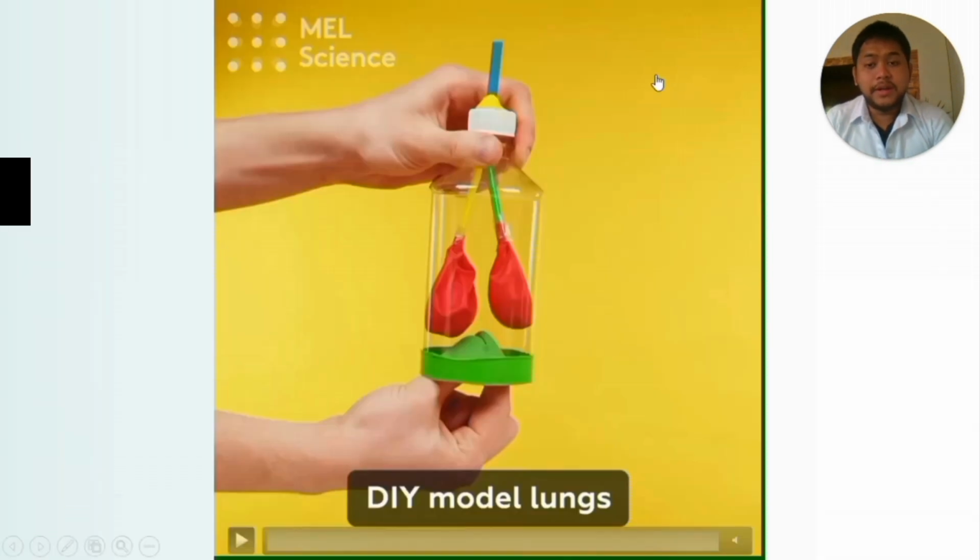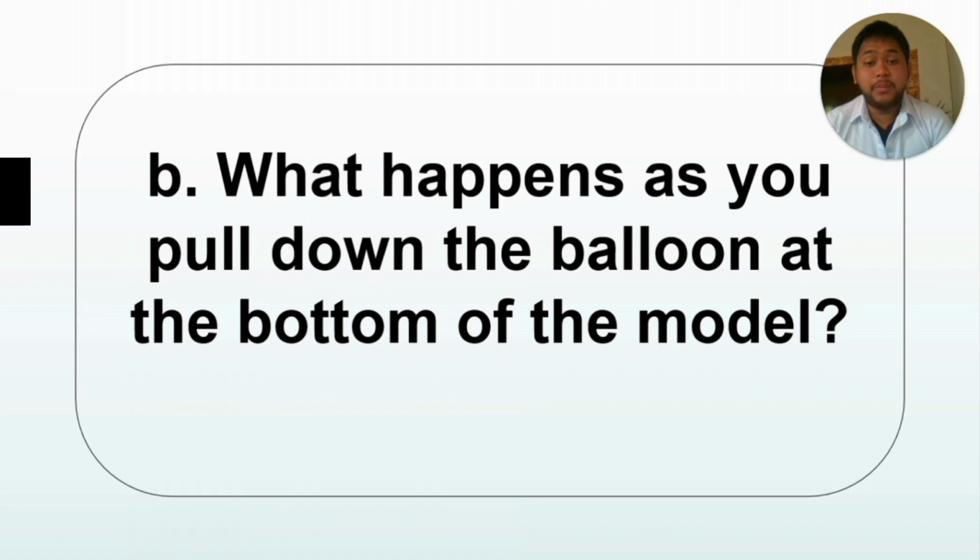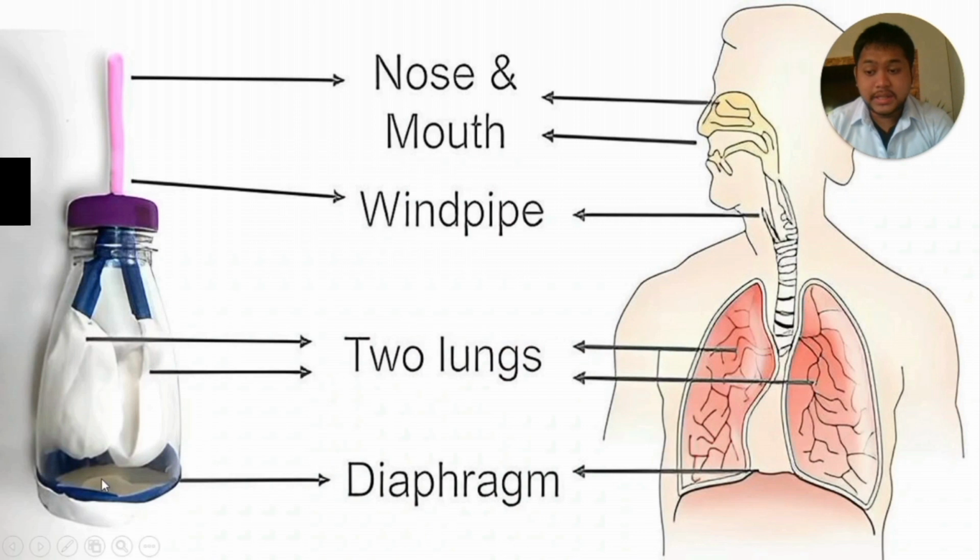As you can see here, the lung model is basically made up of a plastic bottle, some straws, and some balloons. So what do you think? Here, the opening of the straw is basically our mouth and nose. The straw here is the windpipe. The two balloons here are basically the lungs, and the balloon at the bottom, which is cut, is our diaphragm. Next question: what happens as you pull down the balloon at the bottom of the model? What happens when you pull this down?